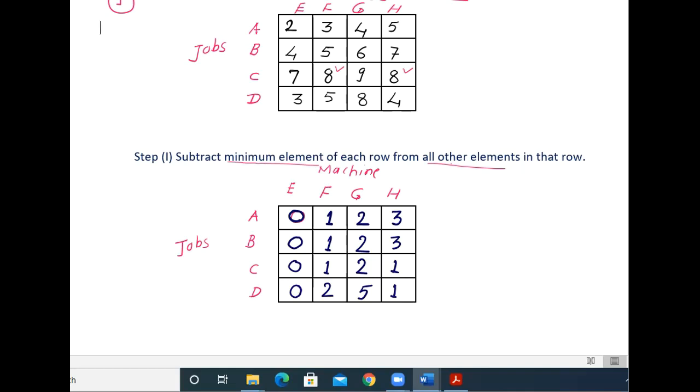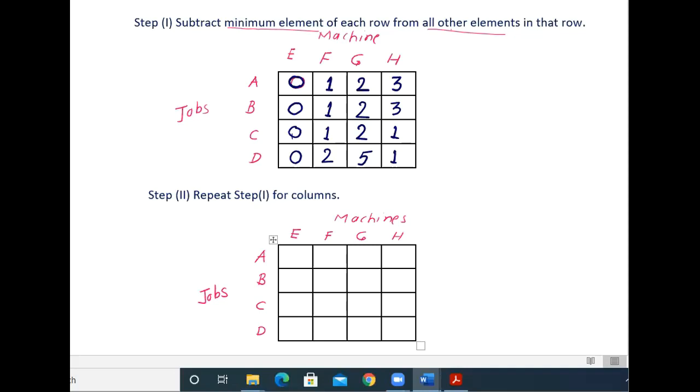Now step number 2. Repeat the same step 1 for columns. That means now we start from the first column, look at the smallest entry and subtract that smallest element from all the entries in that column. All right. So we repeat step one for columns. Look at the first column. All four entries are zero. So when we subtract zero from all the four entries, there will be no change in the first column. So we get 0, 0, 0, 0 in the first column.